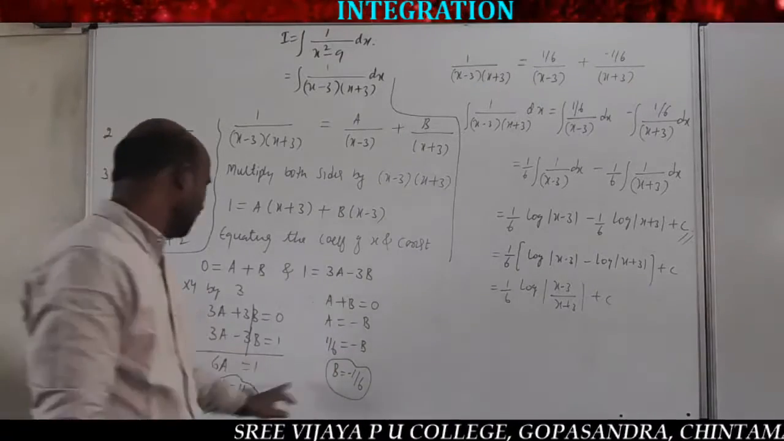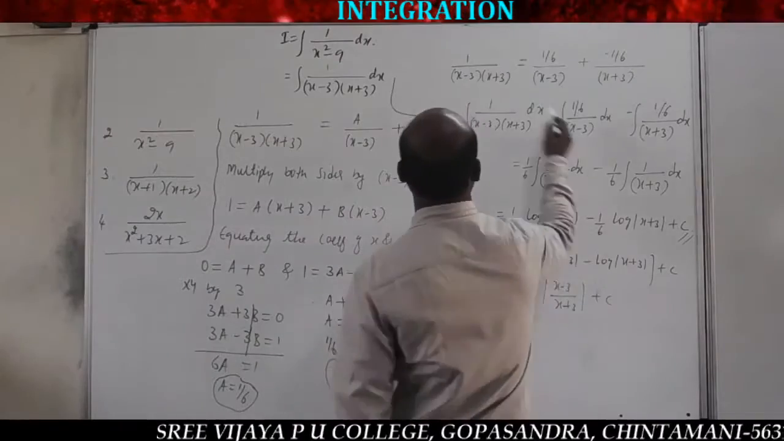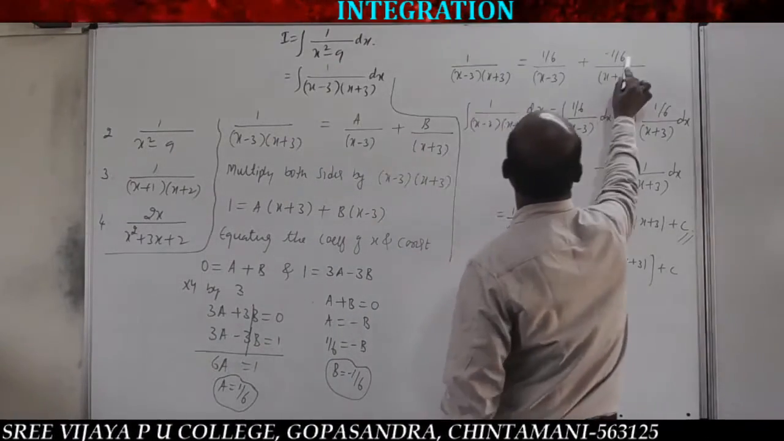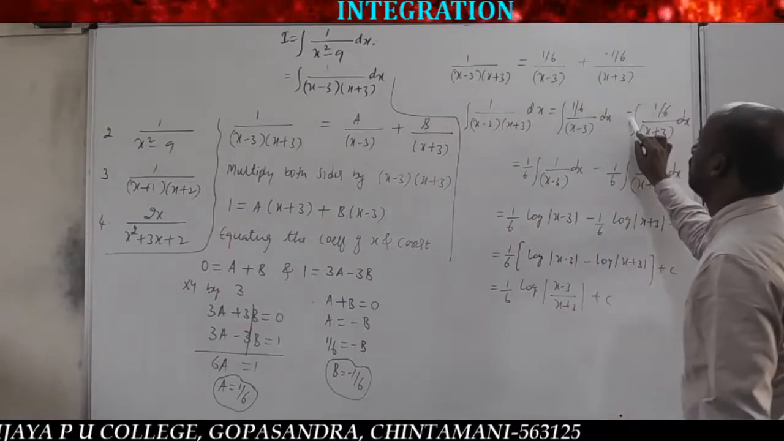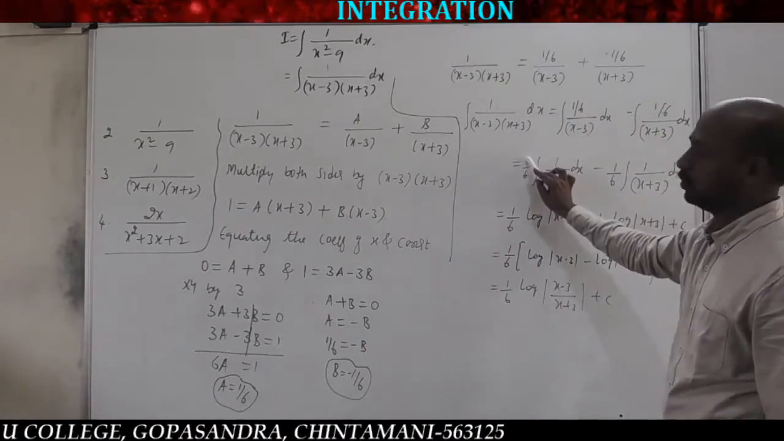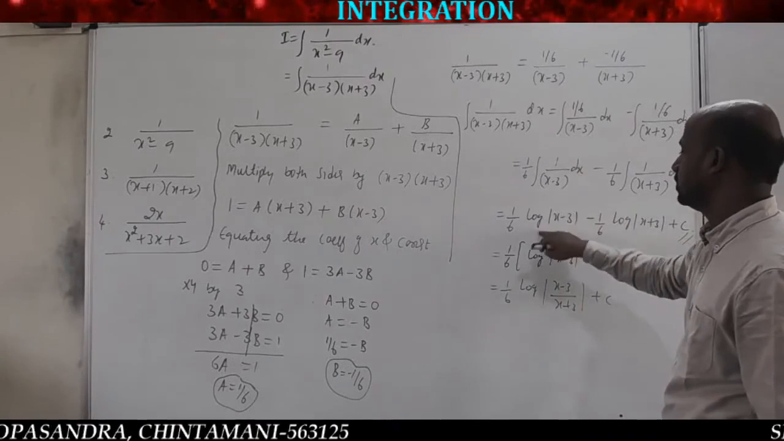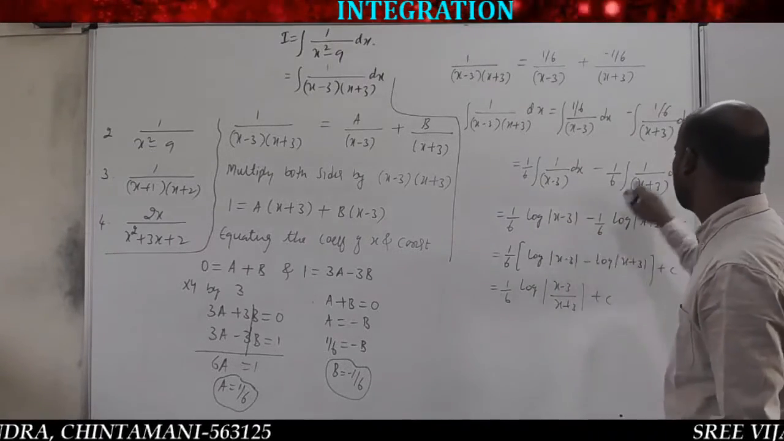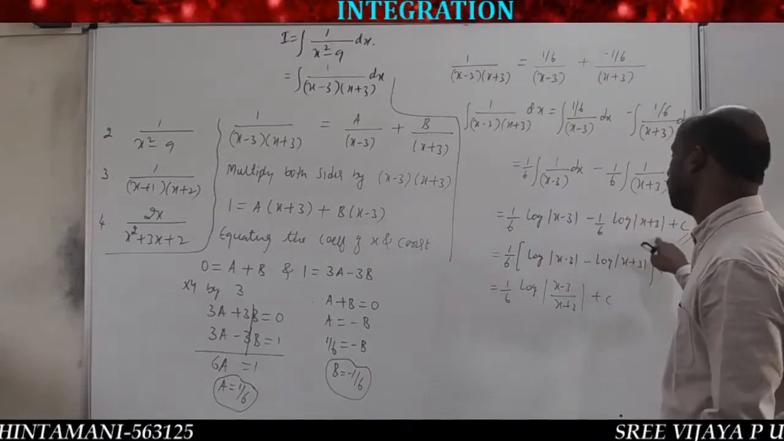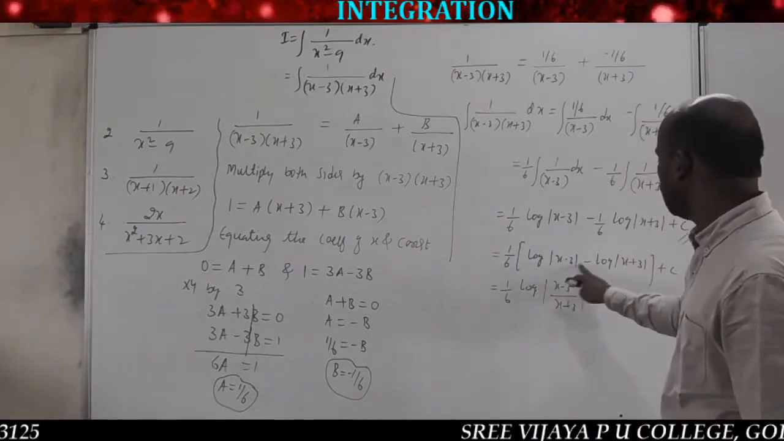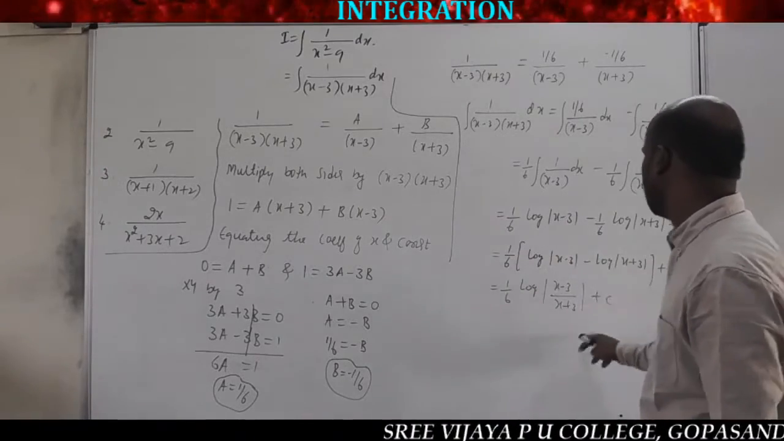Substitute the values of a and b in this equation. a is 1 by 6, b is minus 1 by 6. Plus into minus is minus. So take 1 by 6 outside. Integral of 1 upon x minus 3, f dash of x by f of x, log modulus of f of x. Again f dash of x by f of x, log modulus of f of x. So 1 by 6 is common. Log m minus log n is log m by n.